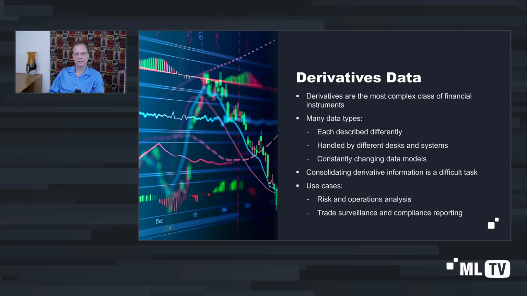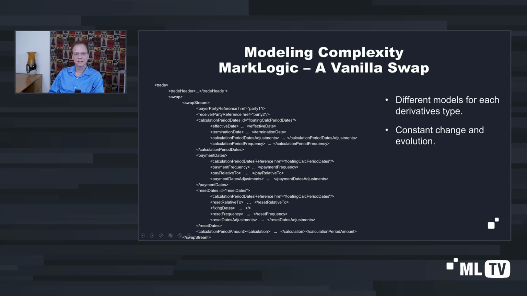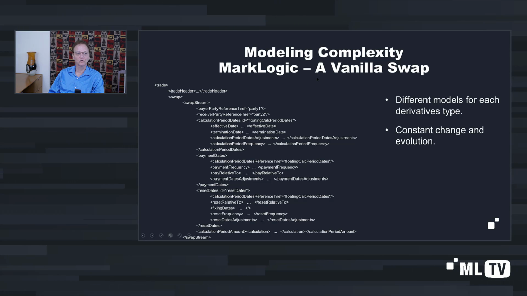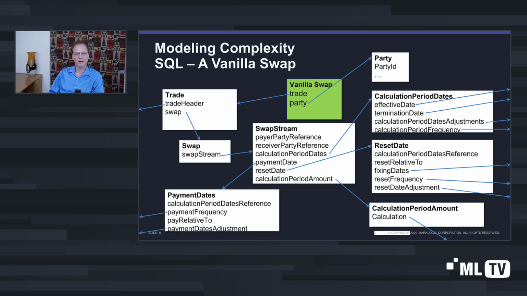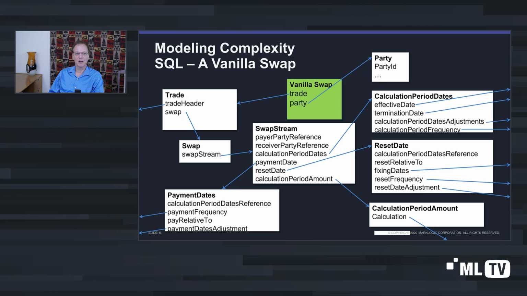So to get an idea of how MarkLogic can help with handling complex derivatives, let's take a look at a vanilla swap in MarkLogic. The first thing to note is this vanilla swap looks almost exactly the same as the FpML document from which it came. This is because MarkLogic stores data as is. So now, let's take a look at how that same derivative looks in a relational model. It takes 14 different tables to model the swap.